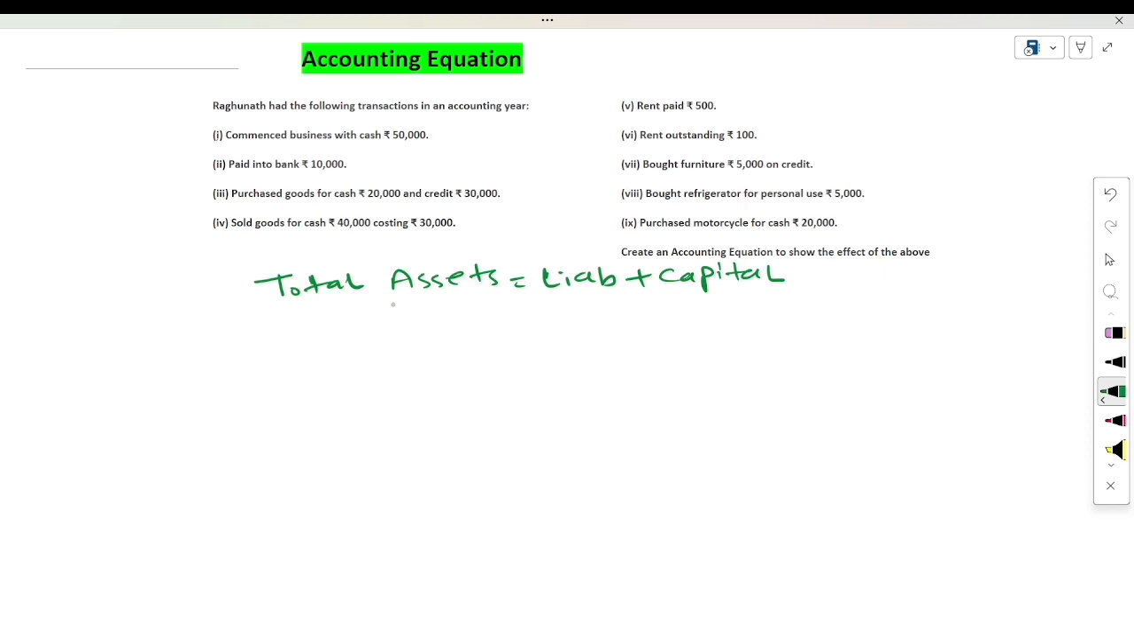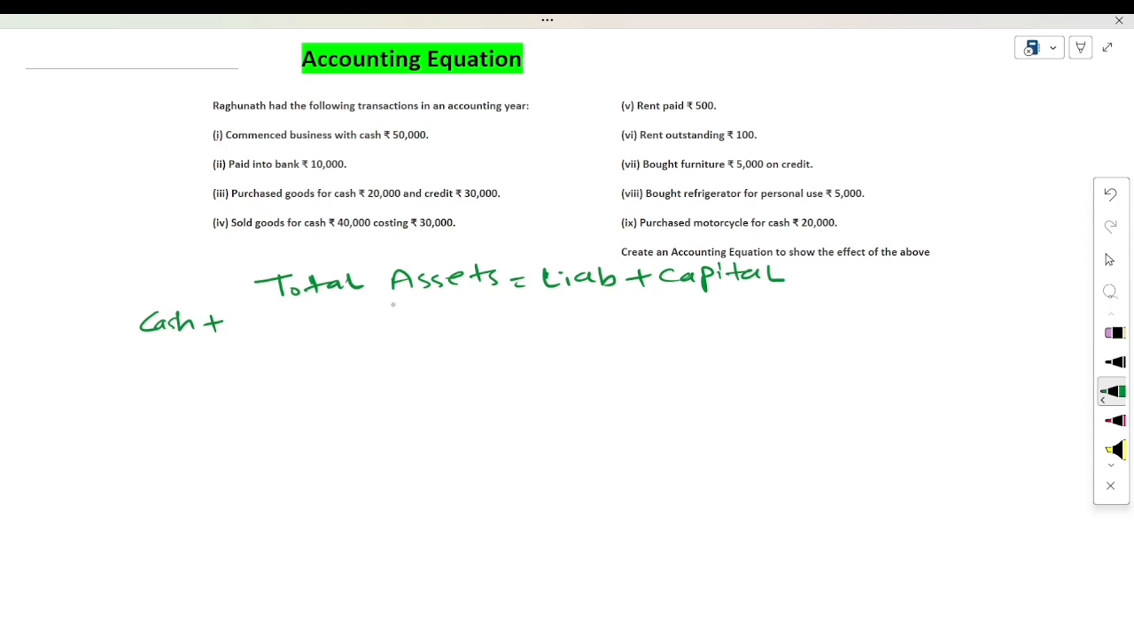Now, first of all, we have to understand the question: what is given here, what are the transactions, and from these transactions how many assets or how many liabilities are being created here. So first of all, we have to read each and every transaction. See here, the first one is commence business with cash rupees 50,000. It means the first asset created will be cash.